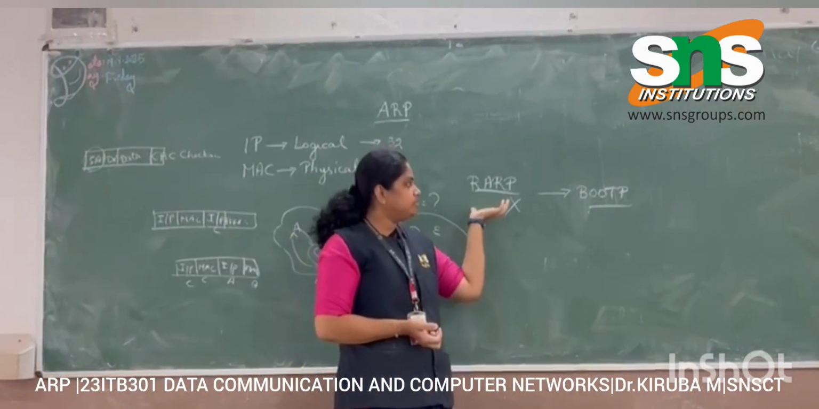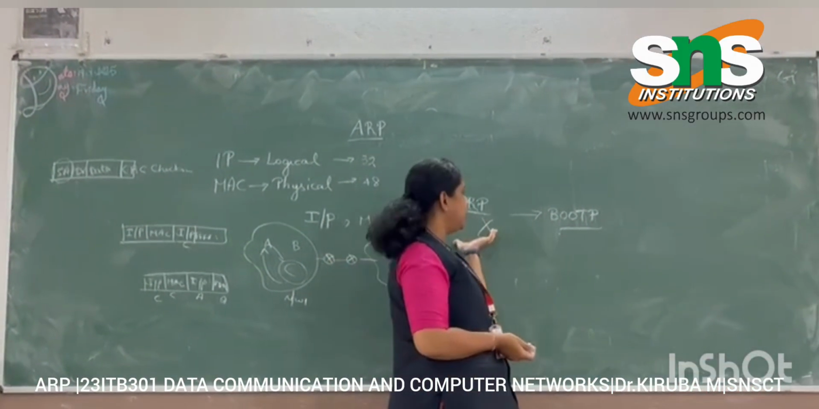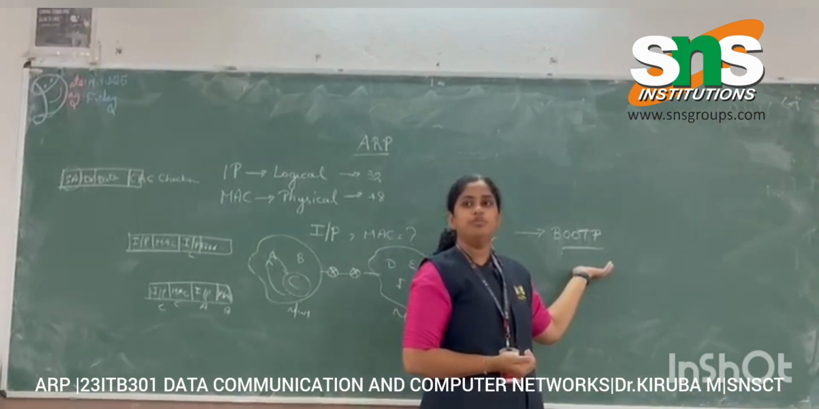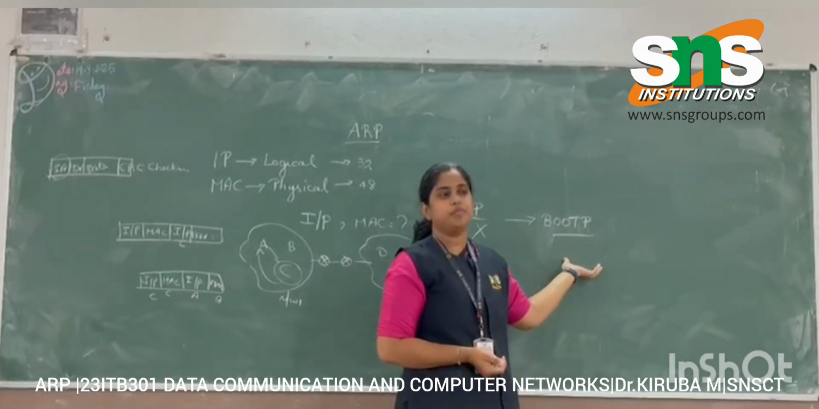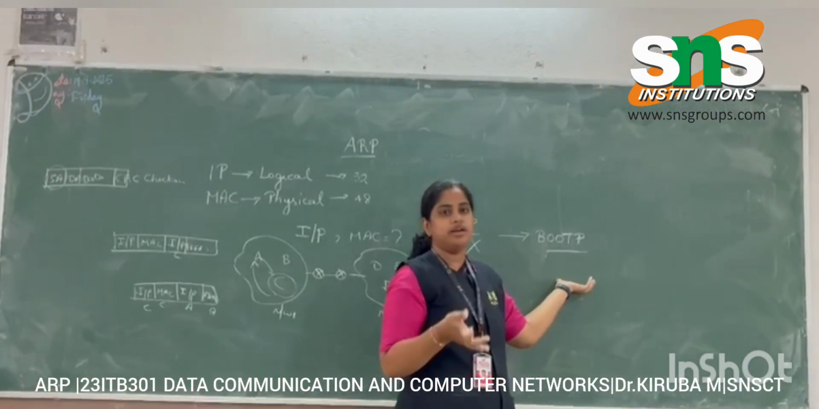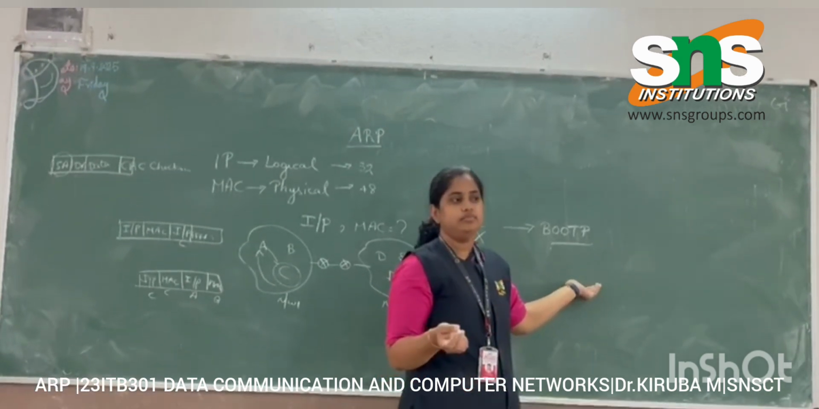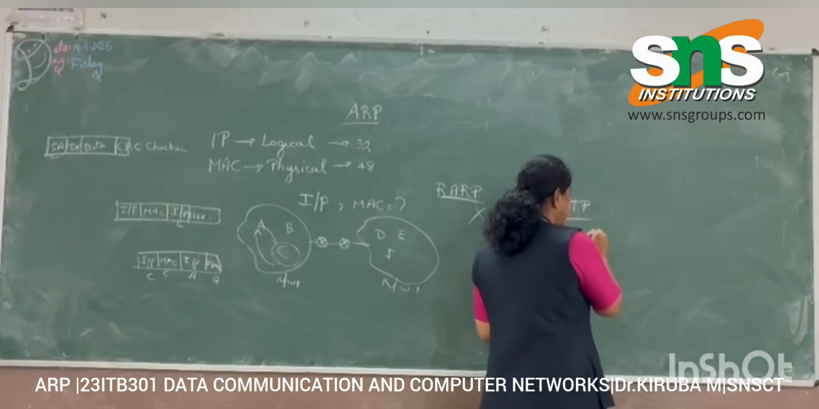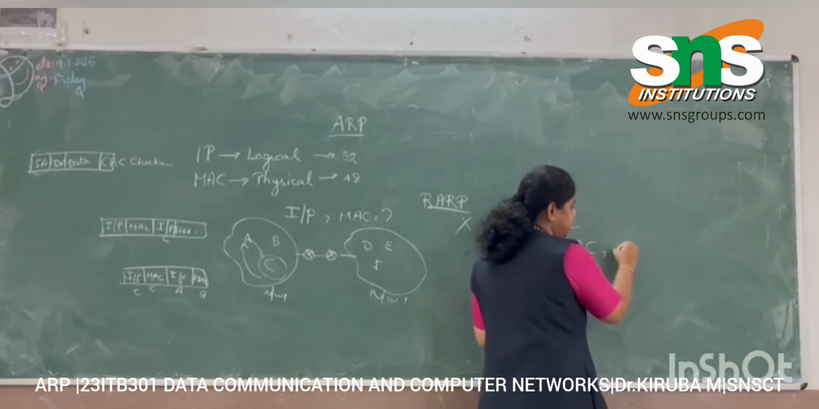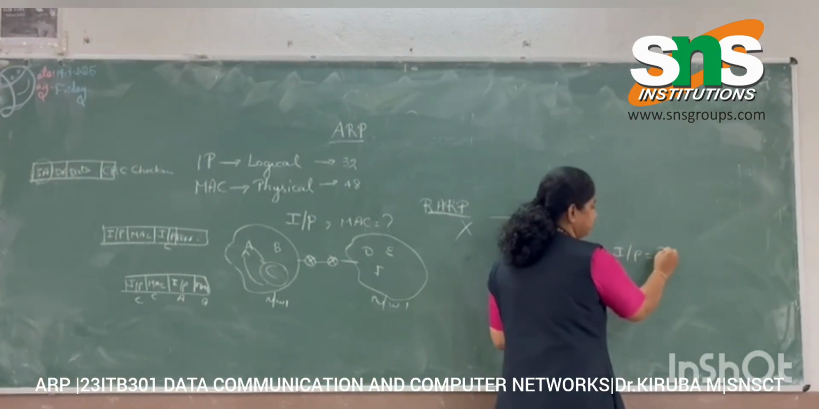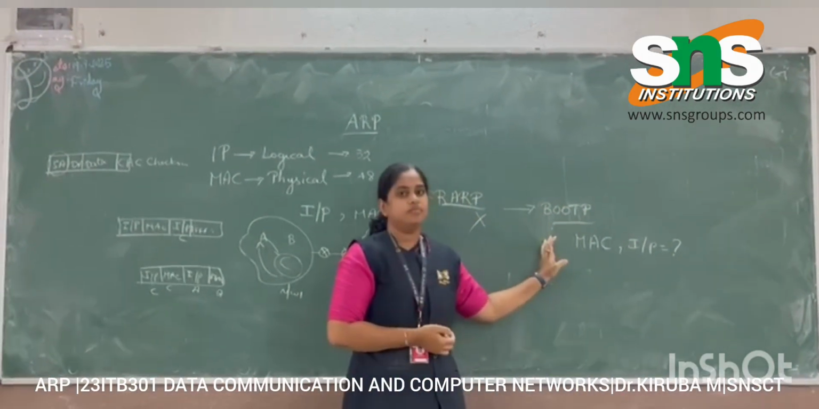So when I say it is similar to RARP, it means in the bootstrap protocol, which address will be known and which will not? Here we know the MAC address but the IP address will not be known. Okay, is it clear?